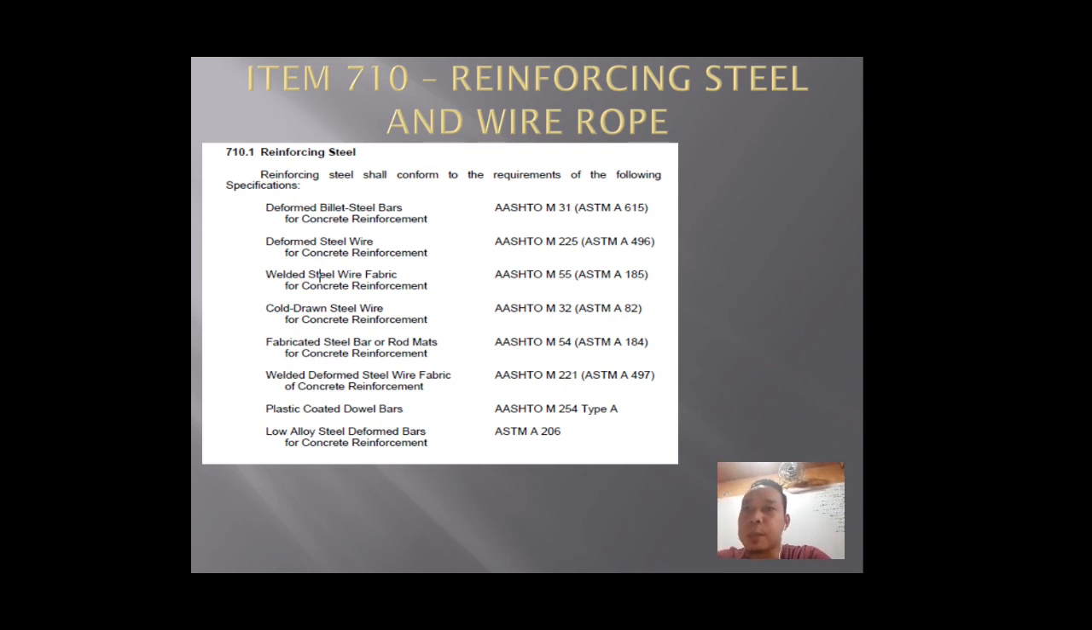So deformed billet steel bars for concrete reinforcement. So we conform to AASHTO M31 or ASTM A615. Also conform deformed steel wire for concrete reinforcement, so AASHTO M227. So I will not read all of this because if you want to explore more about these topics, I have the reference under.